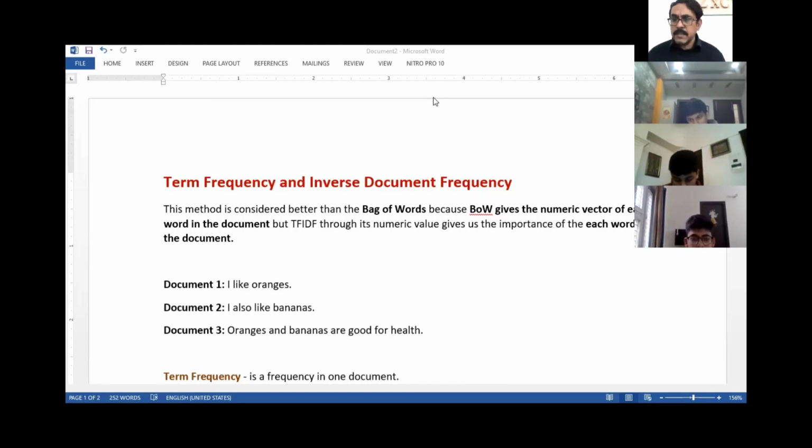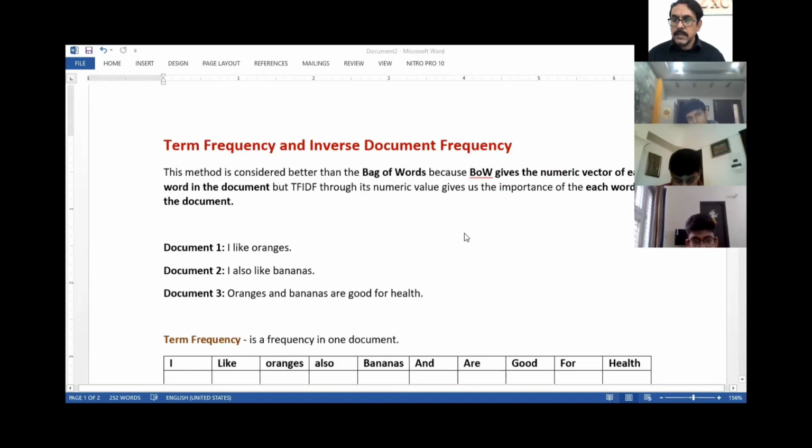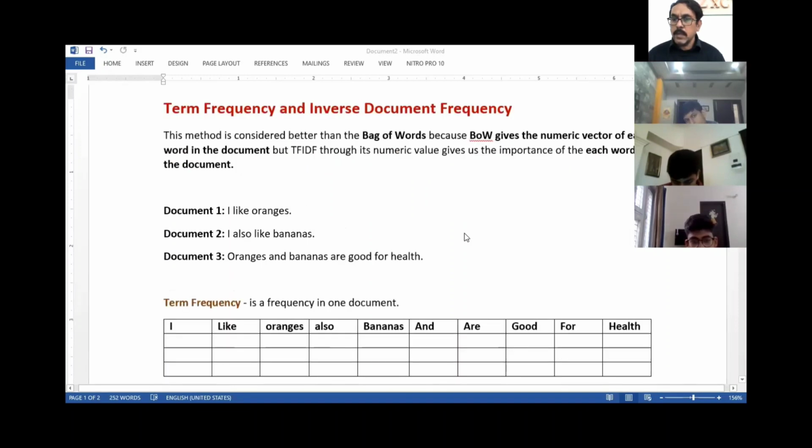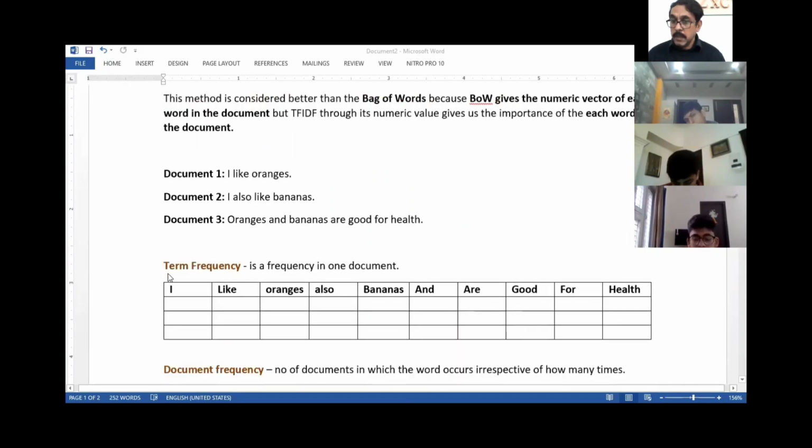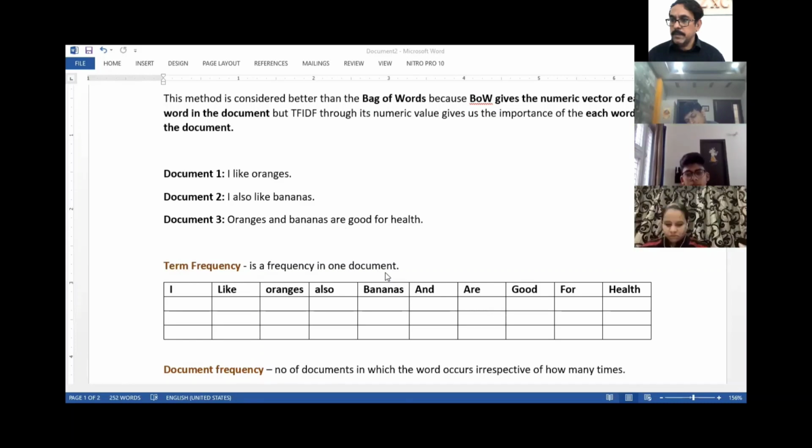Let's say we have an example with a total of 3 documents, and in them we have 3 sentences. The first is "I like oranges." The second is "I also like bananas." And the third document is "Oranges and bananas are good for your health." So let's start. First of all, we should find out term frequency. Now, understand what term frequency is. Term frequency is the frequency in one document.